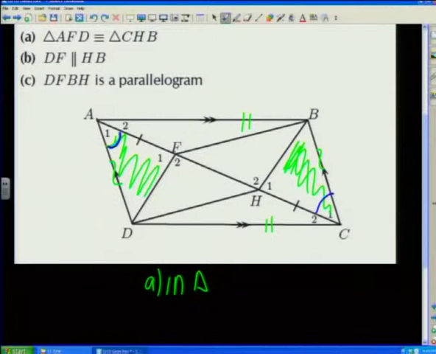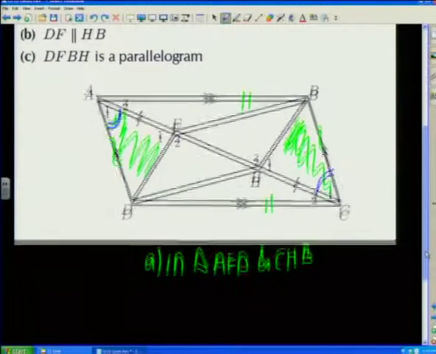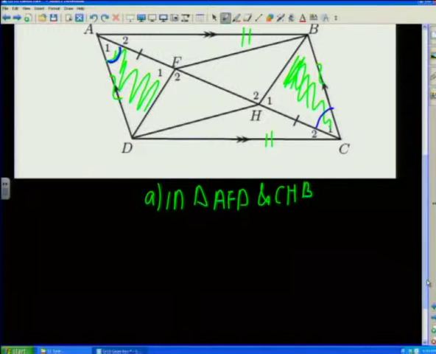triangle AFD and CHB. Those are the two that we're looking at. Let's list what we know, and then we'll see if it fulfills one of the reasons for congruency. Okay, so we're looking at AFD and CHB.